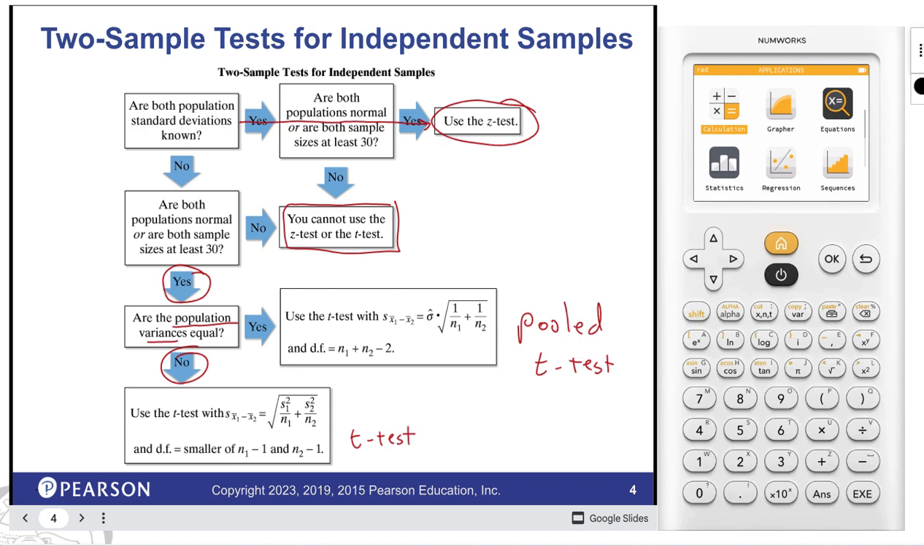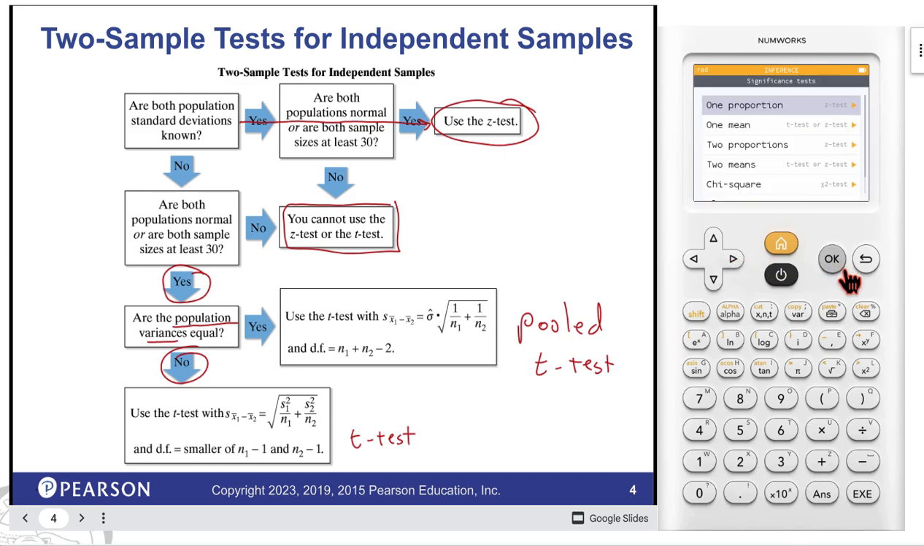And where you'll see that difference is when you come into the calculator, we go to inferences, we're going to go to tests, we're doing two means, and notice we have either the t-test or the pooled t-test. So you're always going to have to do this check. Do we know that the population variances are equal? If yes, that's when we will use the pooled t-test. If not, we use a regular t-test.